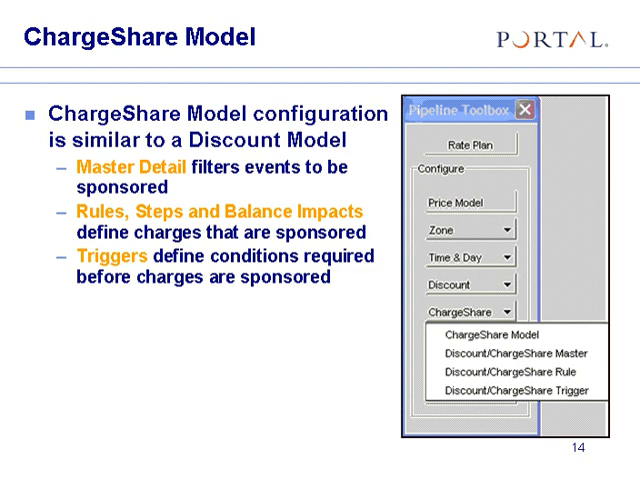So the configuration for a charge share model is actually very, very similar to the discount model itself. The charge share and discount master, rule, and trigger can be used across both discounts and charge shares. The only difference is the charge share model and the discount model. The triggers will define your conditions on when I can actually apply a rule, and then the rule steps and balance impacts define the charges that are actually going to be sponsored.